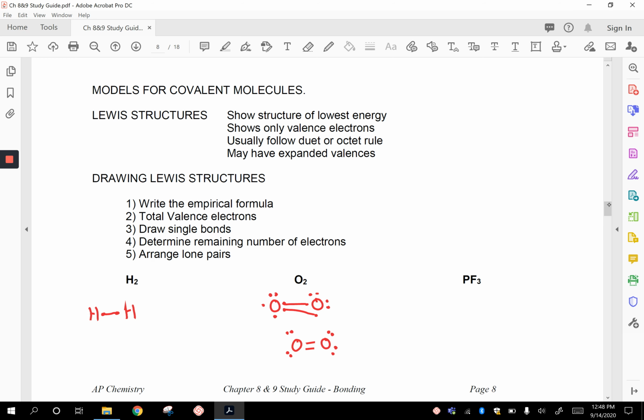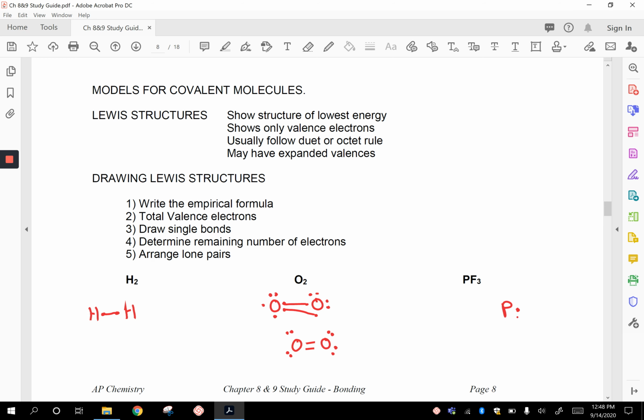Notice that I try to put my electrons as far away from each other as possible. So I have my groups of electrons, since I have 3 groups here, at 120 degrees from each other. You don't have to do that, but if you get in the habit of doing that, then you're more likely to get your shapes and your polarity and all that correct.